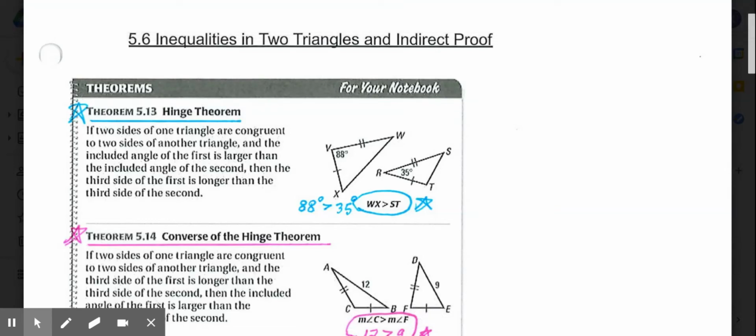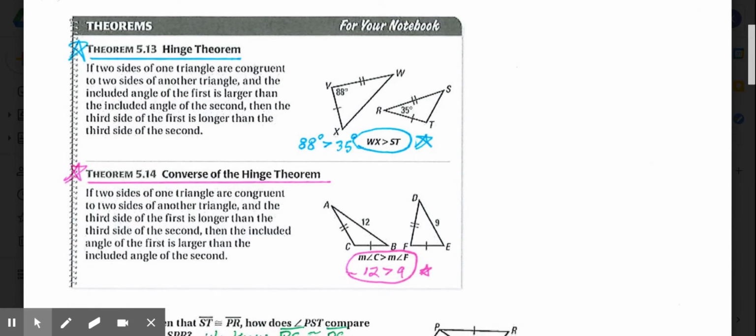Welcome to lesson 5.6, Inequalities in Two Triangles and Indirect Proof. In our last lesson, we looked at a few different theorems related to inequalities in one triangle. Now we're going to look at a couple that are related to inequalities with two triangles, and then the idea of indirect proofs. First off, two more theorems to introduce.